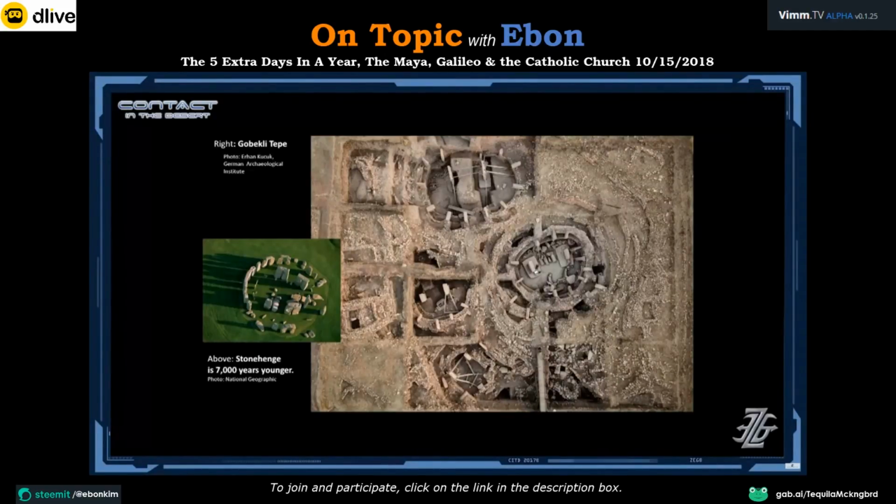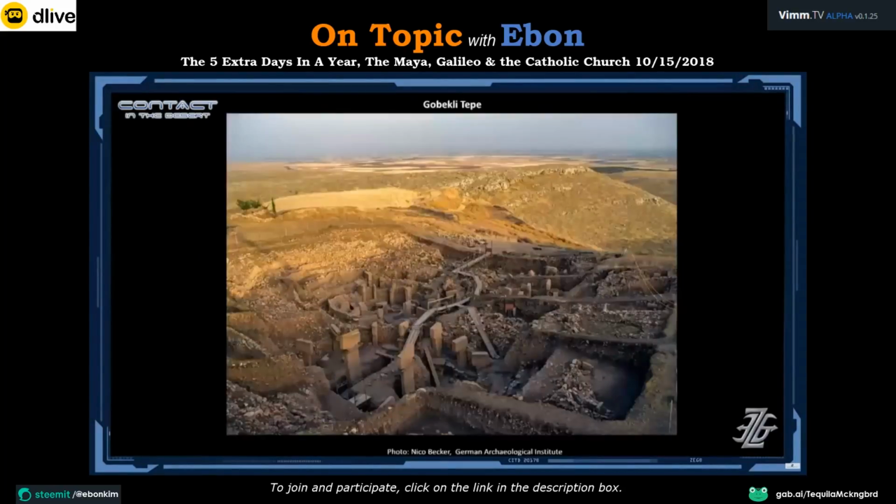But the people of Göbekli Tepe were entirely hunter-gatherers before Göbekli Tepe was built. There's no evidence for anything else. Then suddenly it's built, and suddenly they're agriculturalists. It's the absence of background to Göbekli Tepe that is the problem.